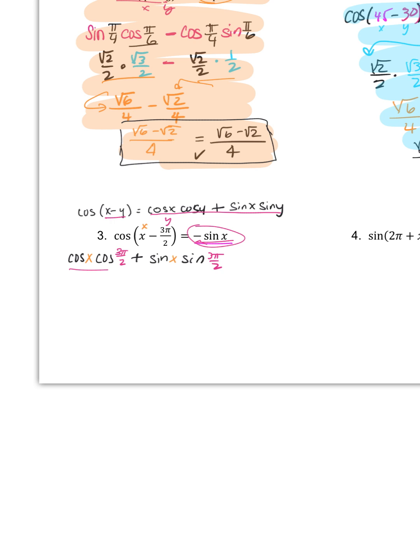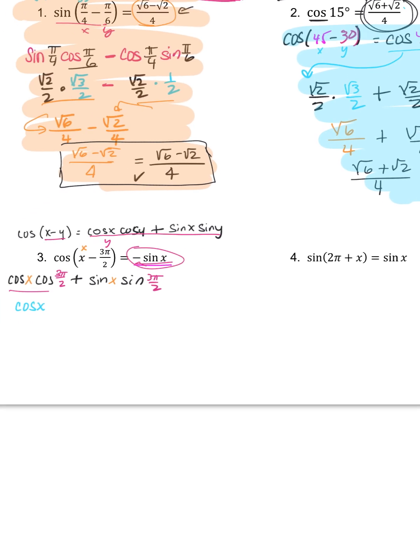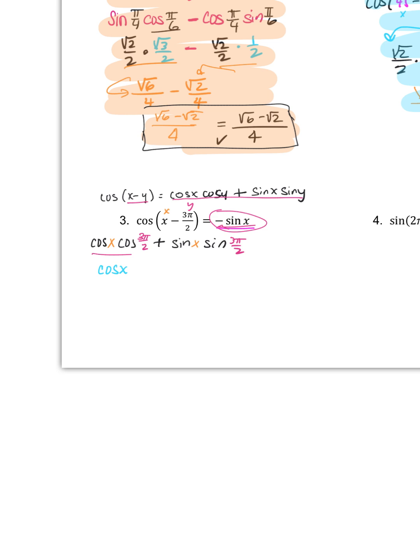Cosine of x is just cosine of x. You can't do anything with that one, so I'm just going to leave this here. Now, what's the cosine of 3 pi over 2? Well, let's go back to my little circle here. 3 pi over 2 is here, which is 270, and cosine is 0. So I know this is going to be times 0. Plus, here I have sine x. Sine x is just sine x. And now I have times, well, the sine of 3 pi over 2 is negative 1. Well, it looks like I have my negative hopping up here. So that's helpful because we need to make sure we have that.